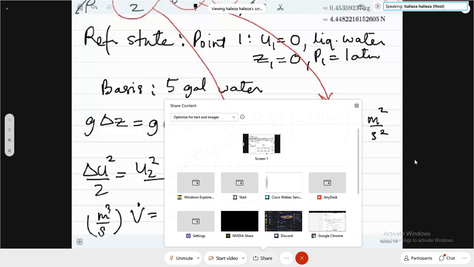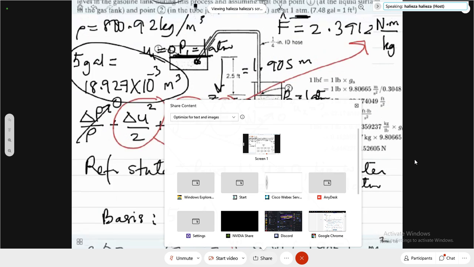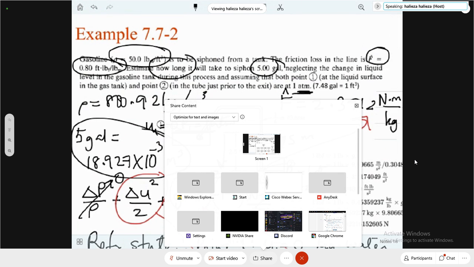So where is your diameter? Is there a diameter given for your tank? Anybody? I can see the diameter here. 1 over 4 inch, the ID of the hose, I can see it here, in the middle of the pipe. Yes. That's it, the cross-sectional area.